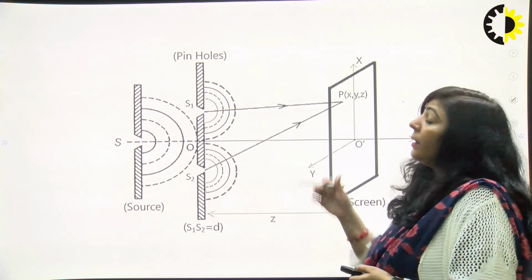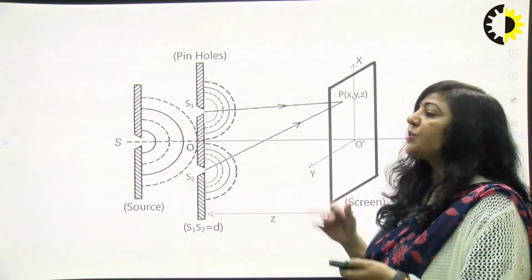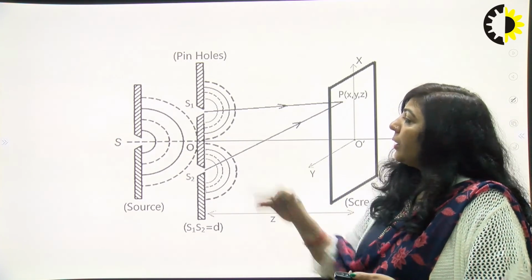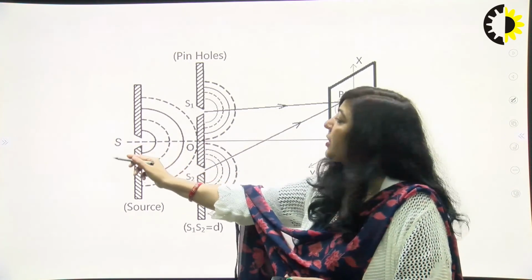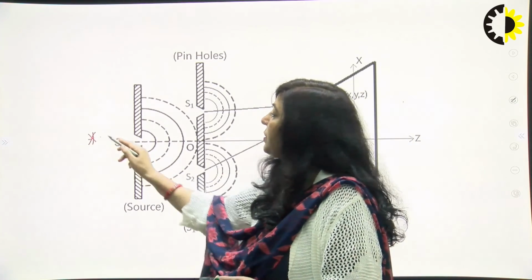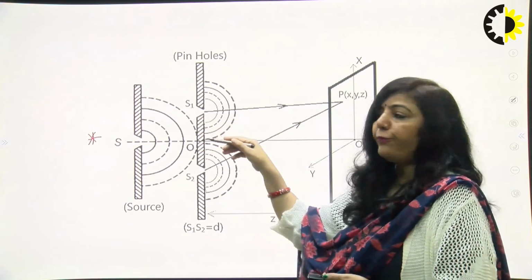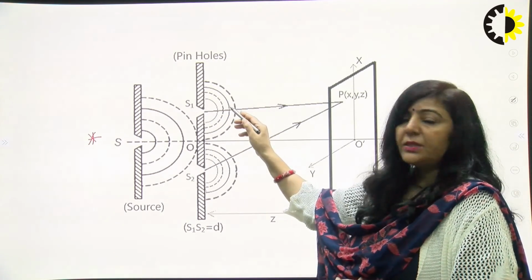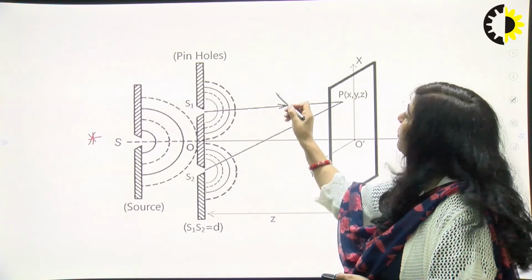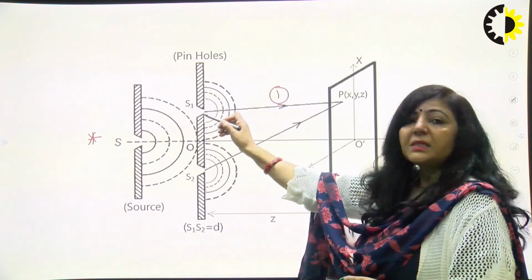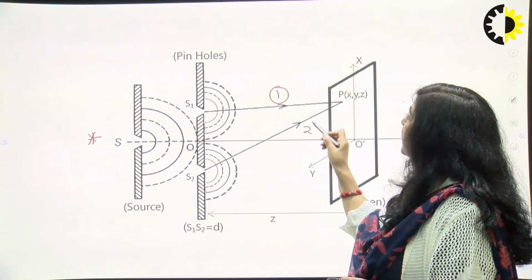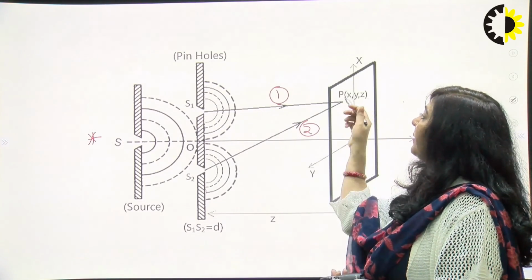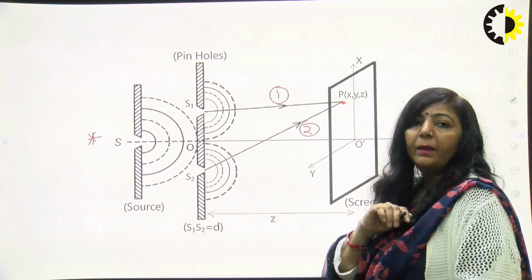So you can see this temporal coherence in Young's double slit experiment. You have the single slit which is illuminated by a monochromatic light source. Then by the division of wavefront, these two slits are illuminated. From these two slits, two light rays are coming. Suppose the first one is coming from slit S1 and the second is coming from slit S2, and these two are reaching at this particular point P.